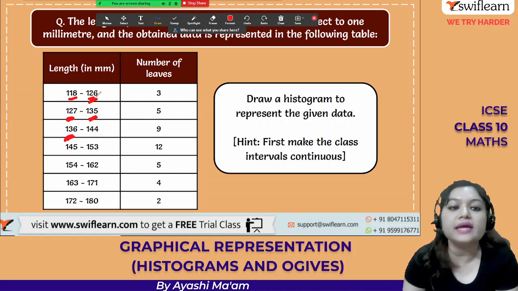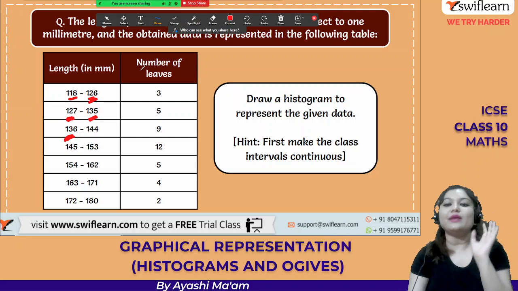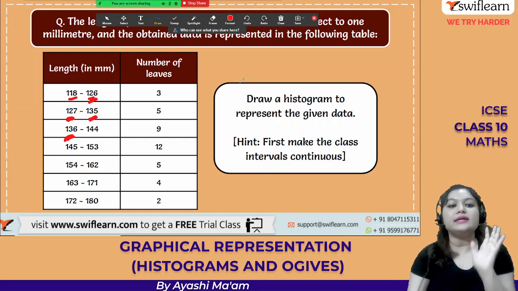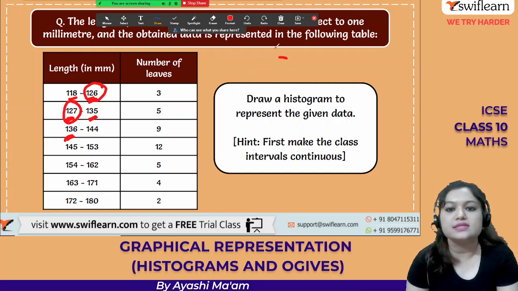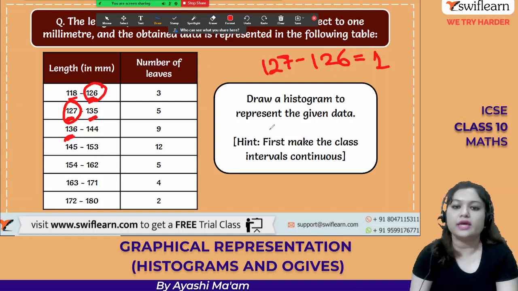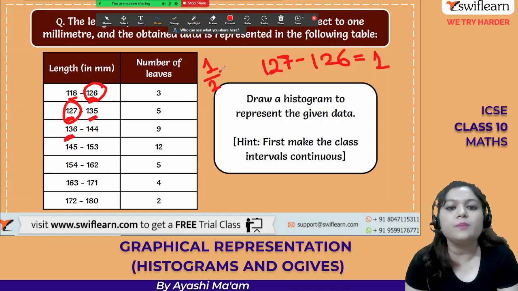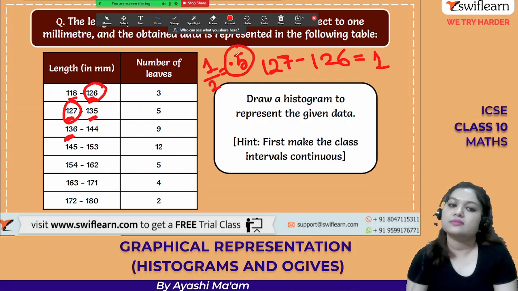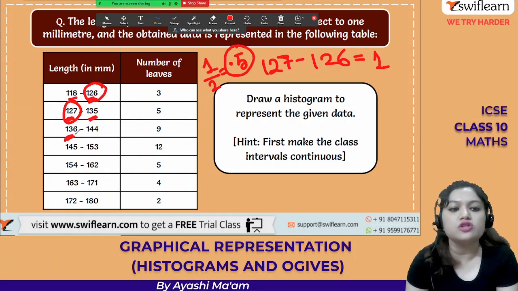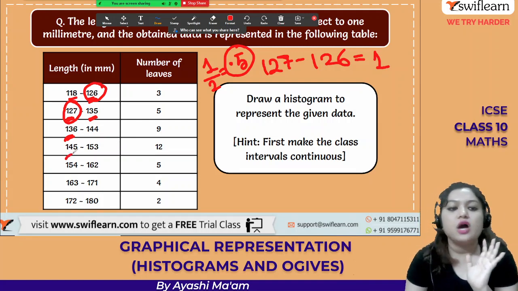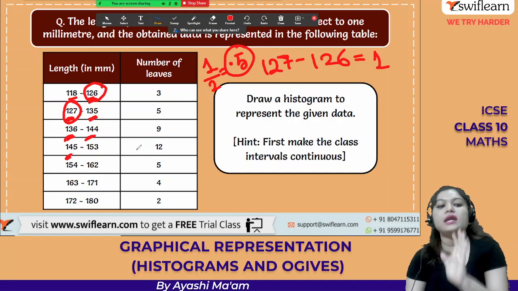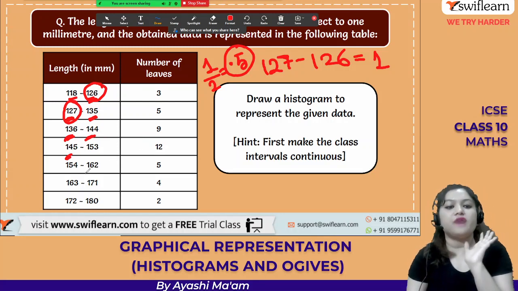So now you have to make the class intervals continuous, then only we can plot the histogram. How to make it continuous? Very simple. Just look at this 126 and 127. What is the difference? 127 minus 126, we will get a 1. Difference is 1. Simply divide it by 2 and we will get 0.5. See here also 136 minus 135, 1. Dividing it by 2, we are getting 0.5. 145 minus 144, 1. Dividing it by 2, we are getting 0.5. It's the same for all the cases.